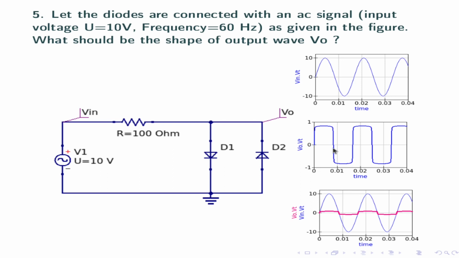So diode D1 obstructs current, but D2 allows current. So we have this one. Similarly, in the next half cycle, D1 is forward biased, D2 is reverse biased. So this will be the graph and it continues. This will be the shape of the output across this circuit. Combined, this is the input signal and this is the output signal. There is a very big loss.